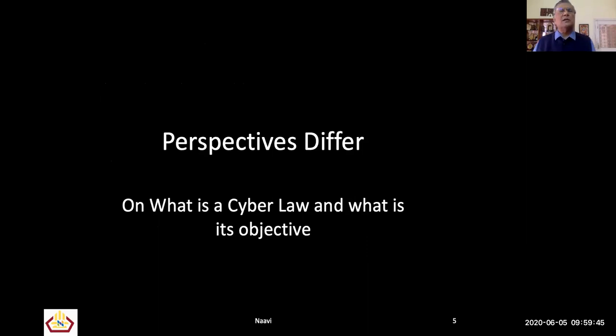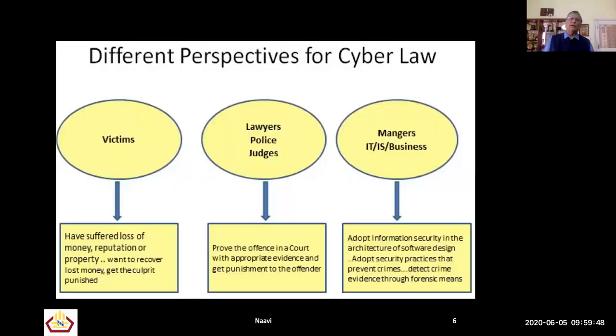the perspectives with which we approach a cyber law like the Information Technology Act may also be different between different kinds of professionals. For example, if you take the victims, if anything adverse happens to him, he will call it a crime. And if he gets an email, suddenly he says that it is a cybercrime. So that person wants the law to protect him from the losses he has suffered, which may be loss of reputation or loss of money.